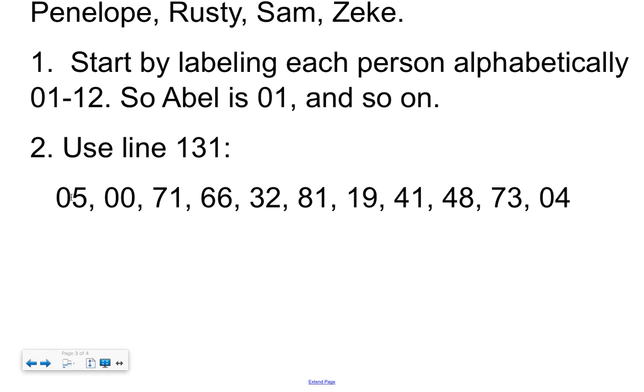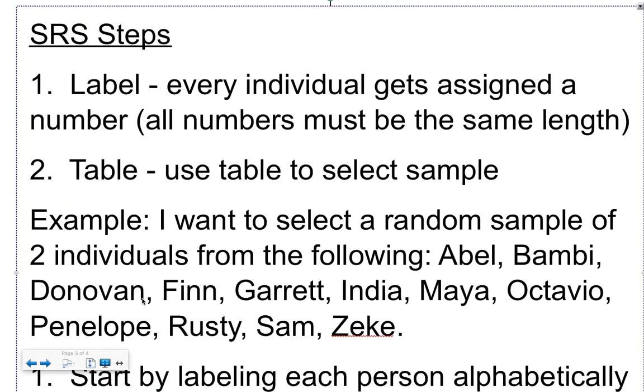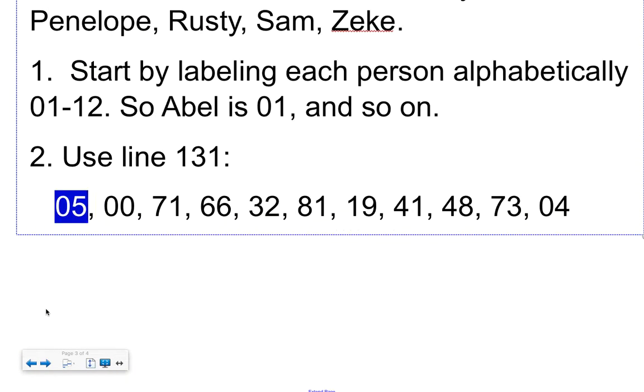So what I want to think about is, does that match up? Does that work for my sample? Yep, because I said everybody 01 through 12. So 05 would be my very first person in my sample.